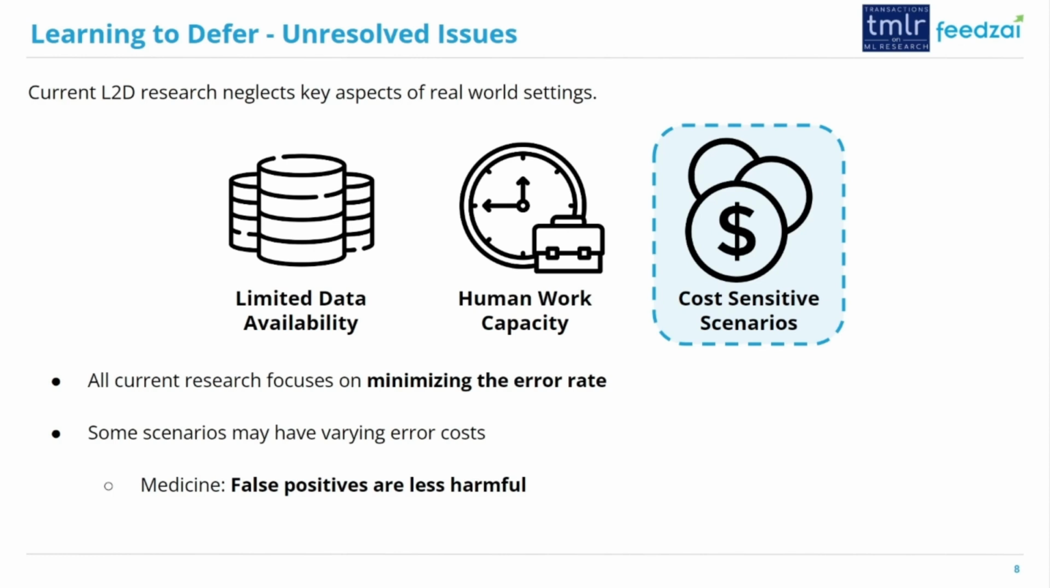Finally, all current research focuses on minimizing the error rate, that is, assuming that the target metric is accuracy. This is seen in recent work by the constant goal being the arrival of novel surrogate losses for the 0-1 loss. However, some scenarios may have varying error costs, such as medicine, where false positives, a false diagnosis, are less harmful than a false negative, letting someone go home sick.